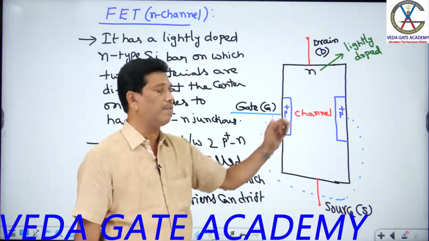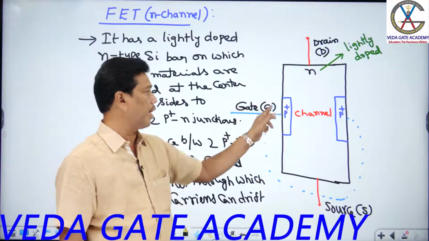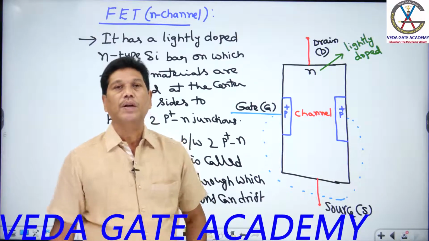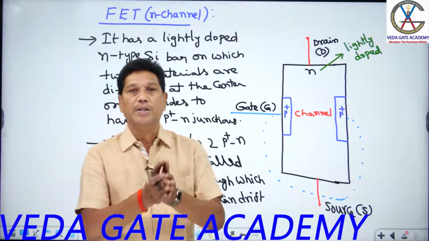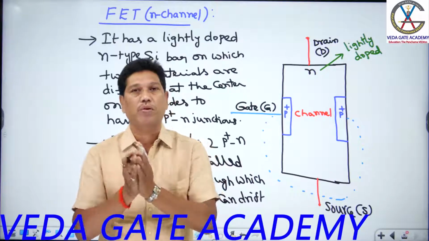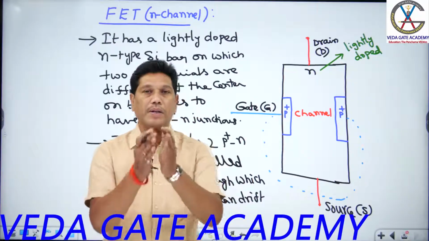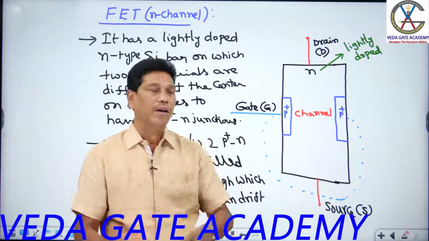What is this gate? Gate is a middle terminal, students. So this gate's function is similar to the base of a BJT. Why, sir? In the case of a BJT, the base must be the middle area, right? And it is of opposite impurity compared to the emitter and collector. So in the case of BJT, base is a middle region of opposite impurity compared to emitter and collector. Here also, same story.